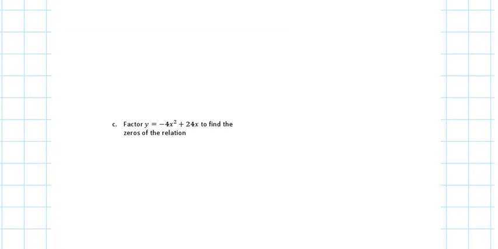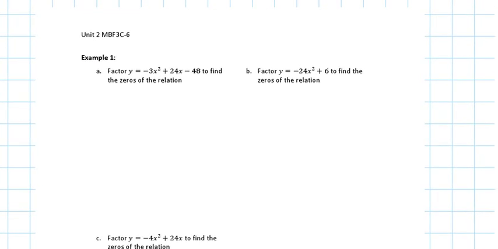Factor y equals negative 3x squared plus 24x minus 48 to find the zeros of the relation. So what form is the equation in? Standard. You guys have to be able to pick these up fast, okay? You have to be able to look at it and see it's a trinomial, x squared, x and nothing. That's standard form. When I go from standard to factored form, I have to factor.